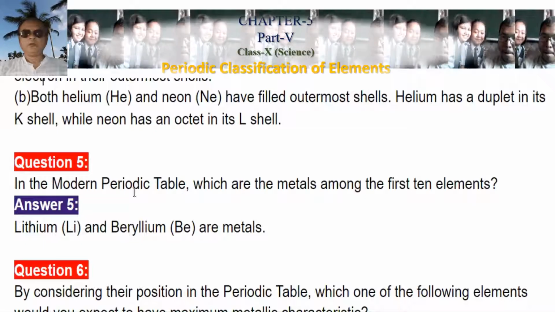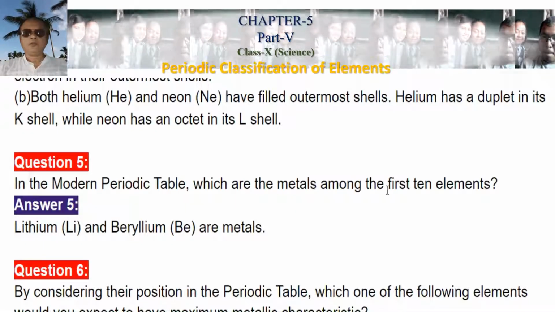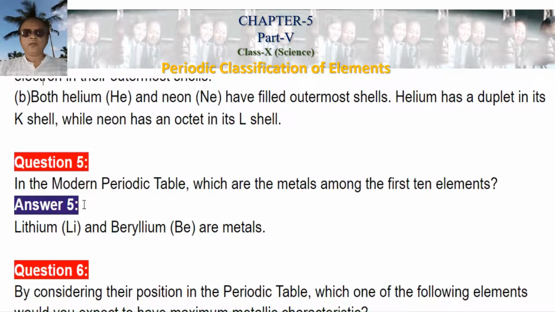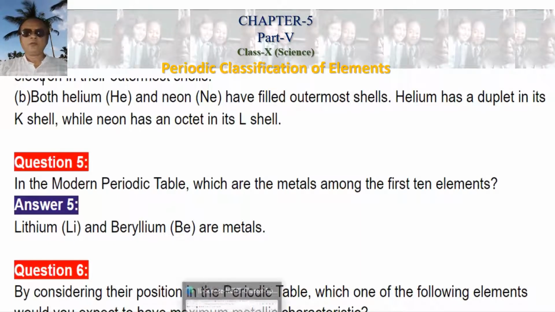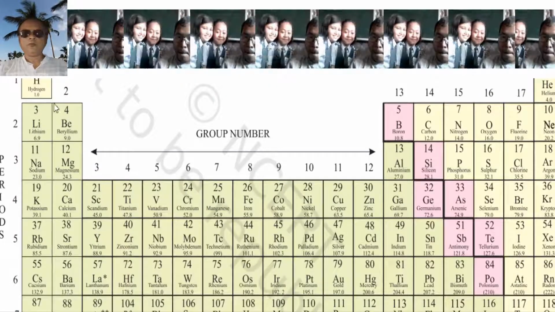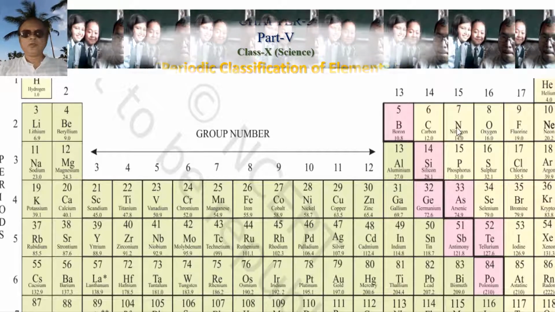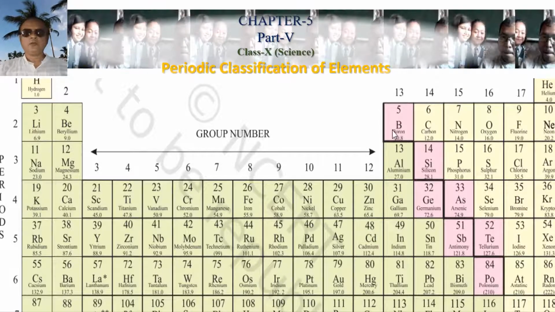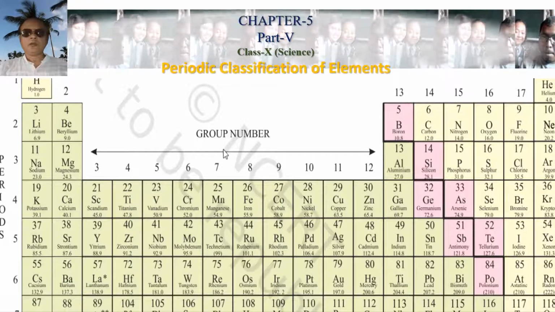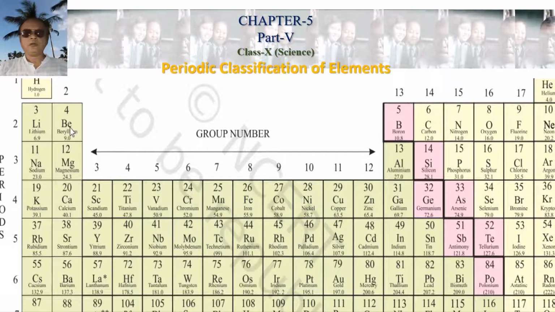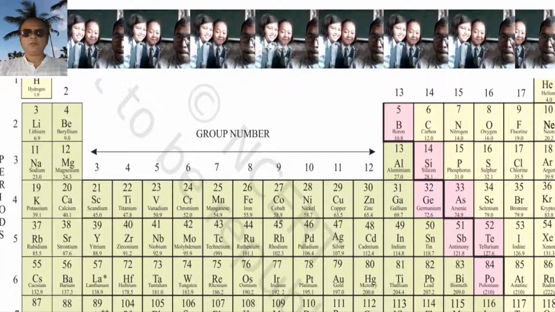In the modern periodic table, which are the metals among the first 10 elements? So let us go to the periodic table again. So here from hydrogen to neon are the 10 elements. Here neon, fluorine, oxygen, nitrogen, carbon, hydrogen, boron, beryllium and lithium are the elements, and only beryllium and lithium are metals. Hydrogen is also a gas and helium is also a gas.